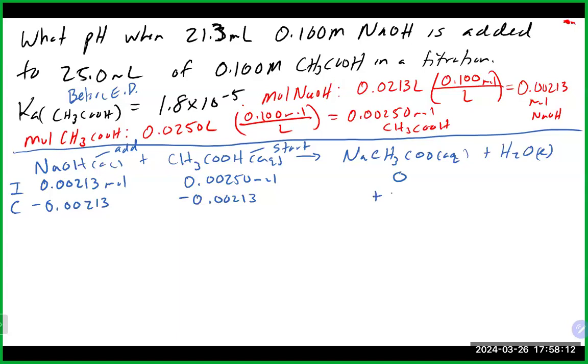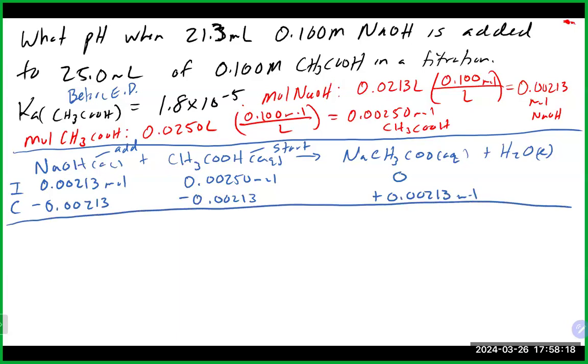And a little plus action. And that means at equilibrium, we would expect to use up all of our sodium hydroxide. We would go 0.0025 minus 0.00213. Going to give us 0.00037 moles of the acetic acid, and 0.00213 moles here of our sodium acetate.